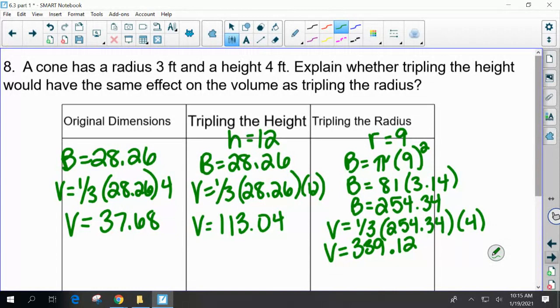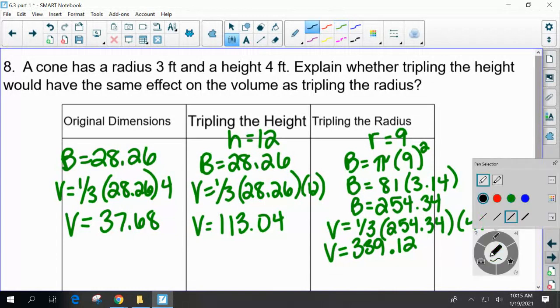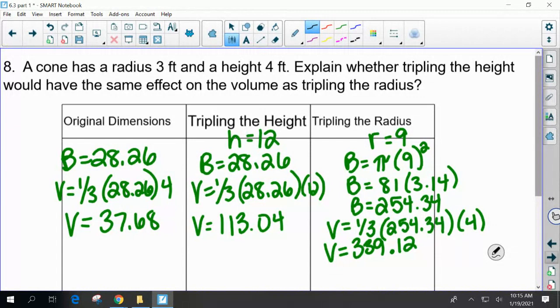All right, so now see what those have to do with each other. What do the volumes have to do with each other? Triple each other. So is 113.04 triple 37.68? How would you figure that out? Divide 113.04 by 37.68, and it is 3 times. Yes. So this is tripled. And then the other one's times 9.